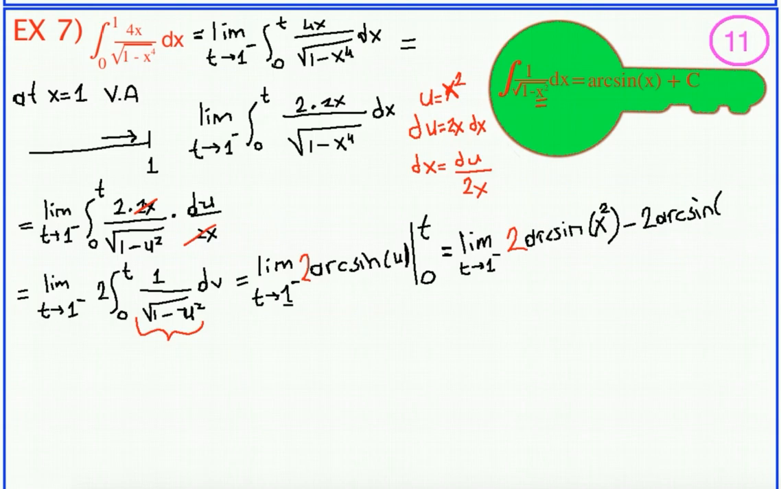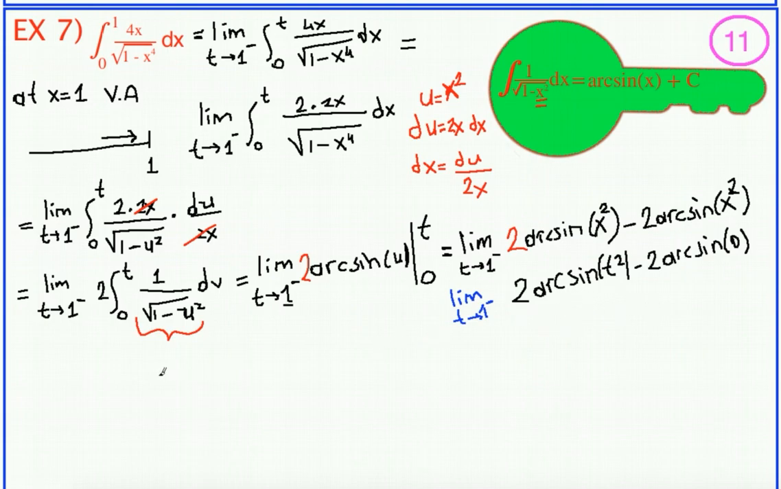Okay, so let's plug it in directly. 2 arcsine x squared. Let's do it like this first. At the first, f of b, for our arcsine, instead of x, we're going to plug in our upper boundary, which is t squared, minus 2 arcsine 0 squared, which is 0, directly 0. And we have to bring our limit here, limit as t is approaching 1 from the left side.